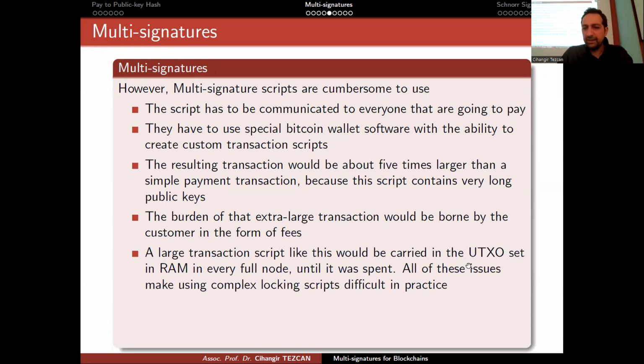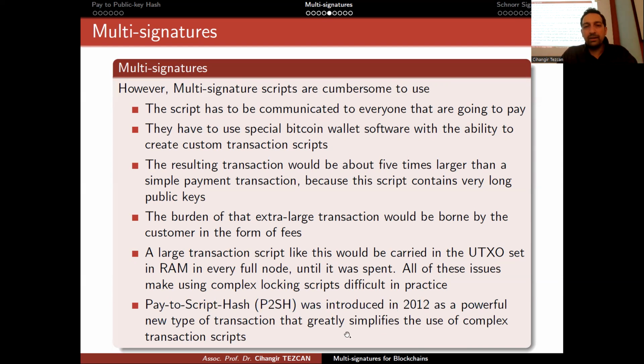Moreover, here the UTXO means the unspent transaction output list, okay? Every miner actually keeps the list of every unspent coin in all of the wallets. So a large transaction script like this would be carried in the UTXO set in RAM in every full node until it was spent. So this is a bad thing. So you are actually increasing the RAM usage in the full nodes. All of these issues make using complex locking scripts difficult in practice, but we have a solution which is called P2SH.